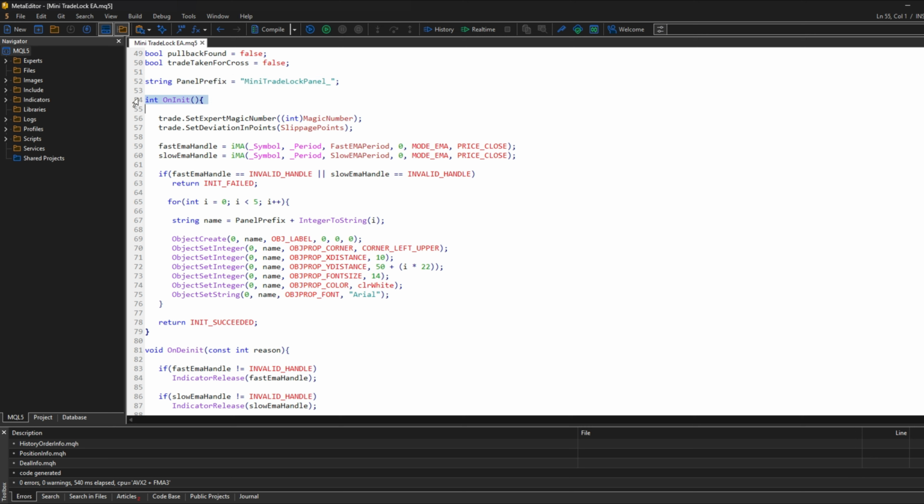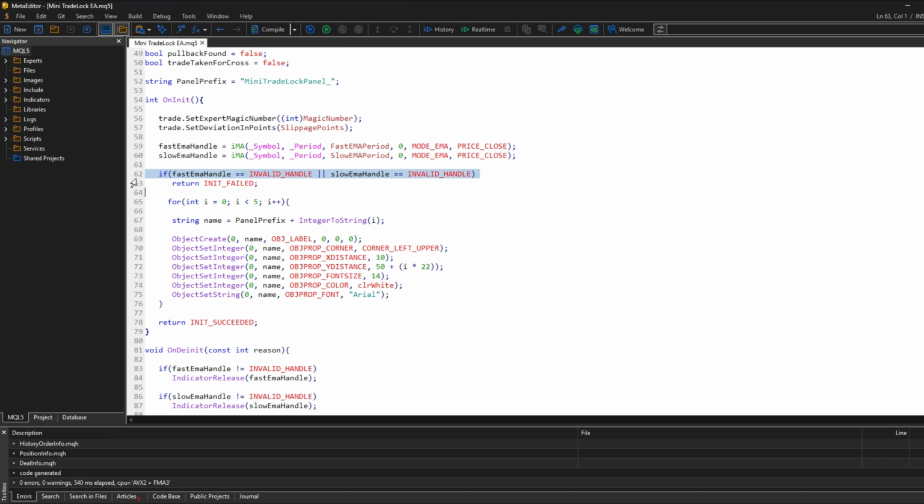Next, we have the onInit function. This runs once when the EA is loaded onto the chart. So first, we set the magic number and the slippage in points. Then we create the two EMA handles using iMA. One handle is for the fast EMA and the other one is for the slow EMA. We're using the current symbol, the current time frame, the EMA period, the shift is 0, EMA mode, and we're using the closed price.